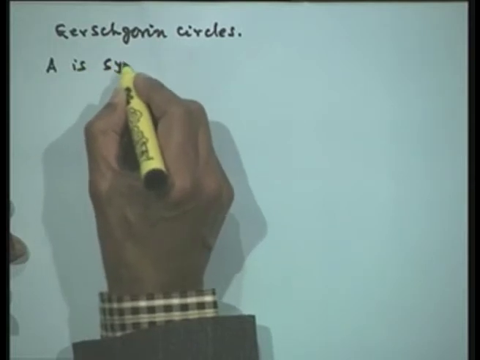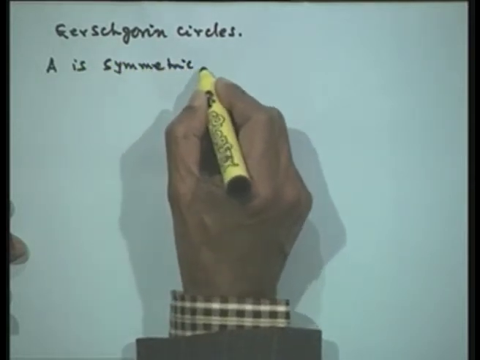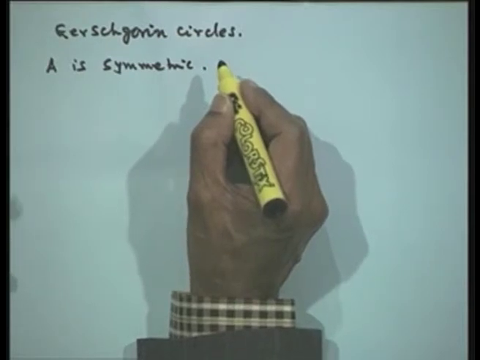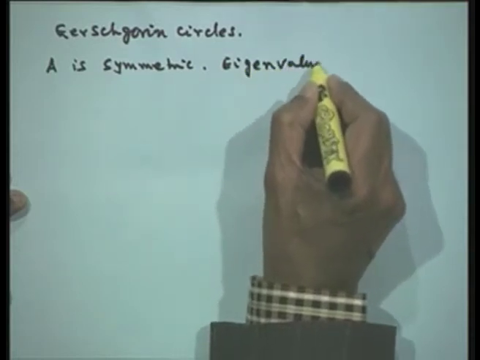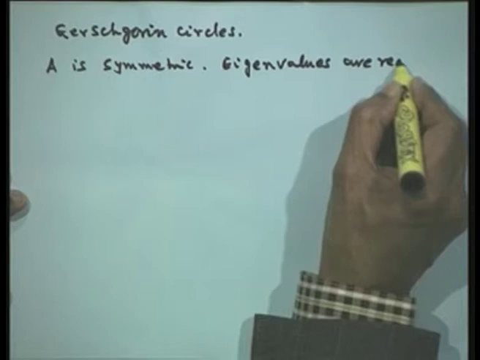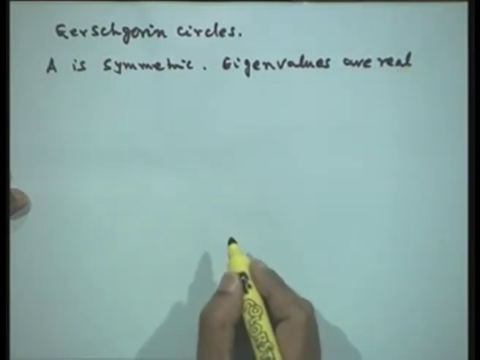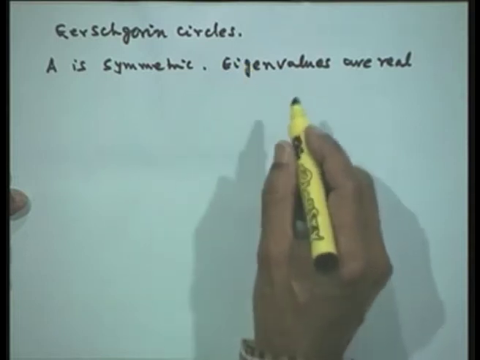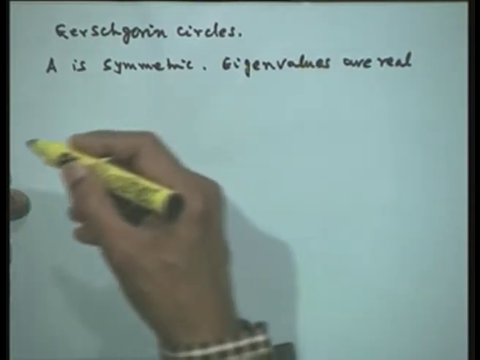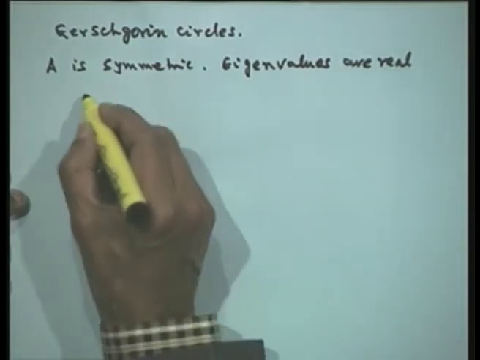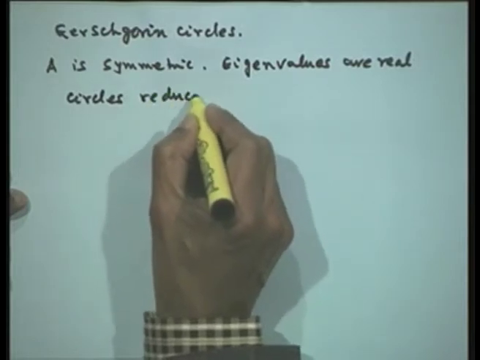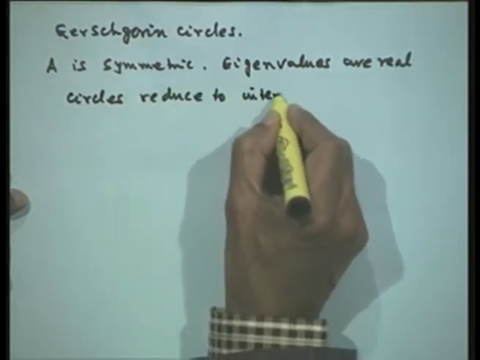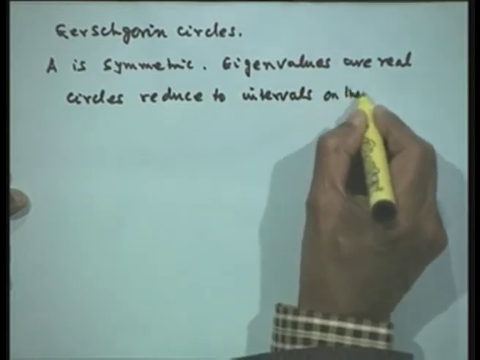But a particular case is when A is symmetric. When A is symmetric, the eigenvalues are no longer complex, they are all real. So we know that the eigenvalues are real. Therefore, these bounds would no longer be circles, they will be just intervals on the real line. Therefore, the circles reduce to intervals on the real line.